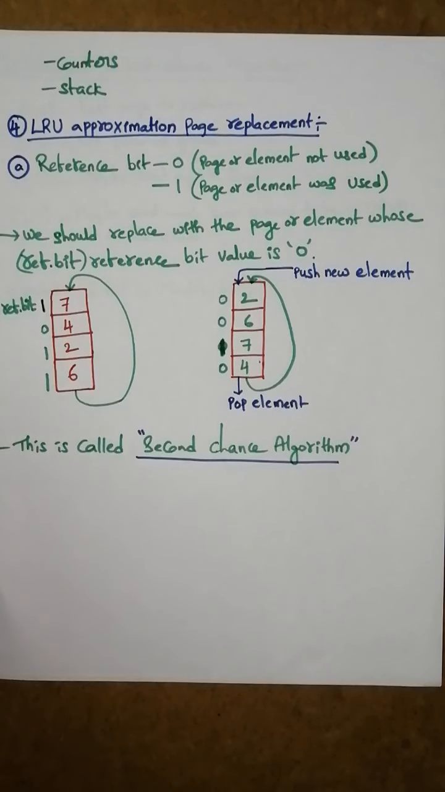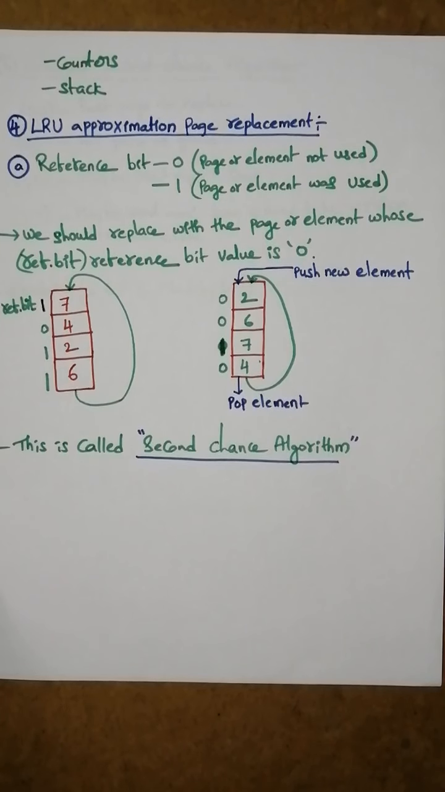Means the least recently used will be at the bottom, and the recently used will be at the top. Then you have to remove the element which is at the bottom of the stack. Now how you'll do that means you have to use a linked list, that is a doubly linked list, for implementing the stack. In that case it will be easy for us. So these are the two ways to implement the LRU algorithm.